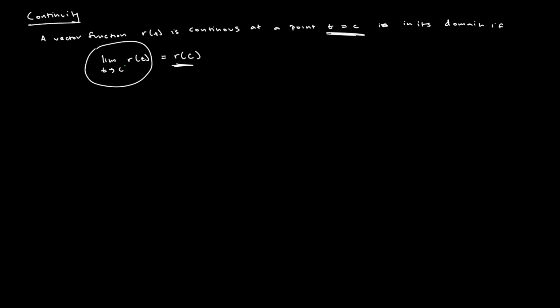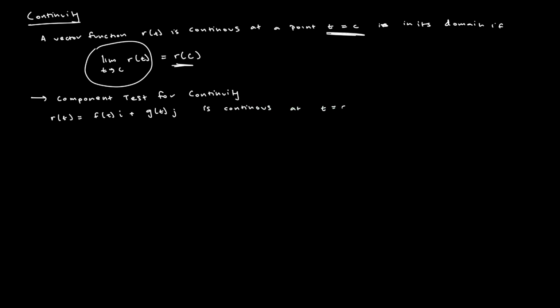And like a corollary of this is the component test for continuity, which states that r of t, which is equal to f of t times i plus g of t times j, is continuous at t equals c if and only if f and g are continuous at t equals c.